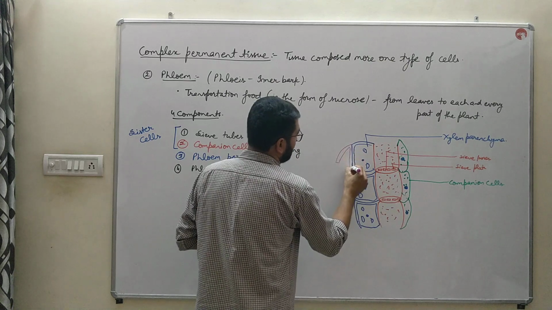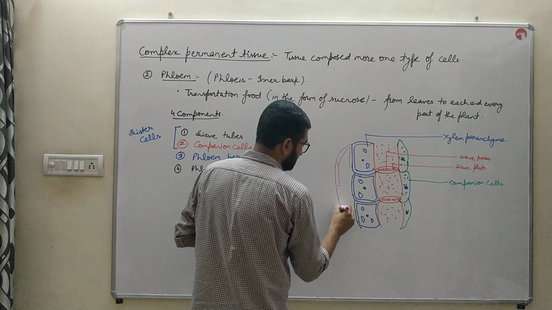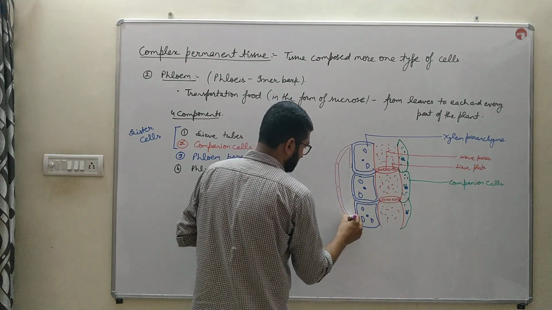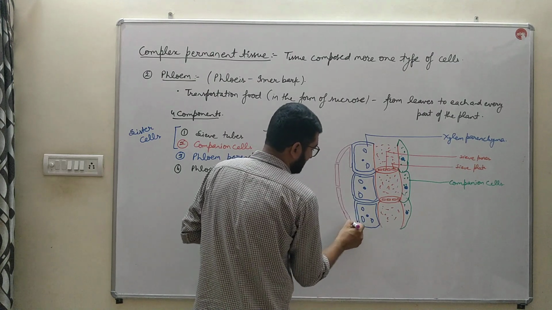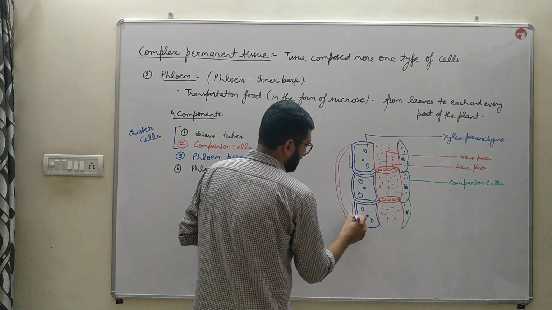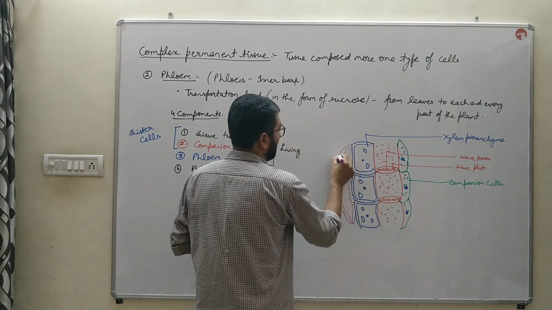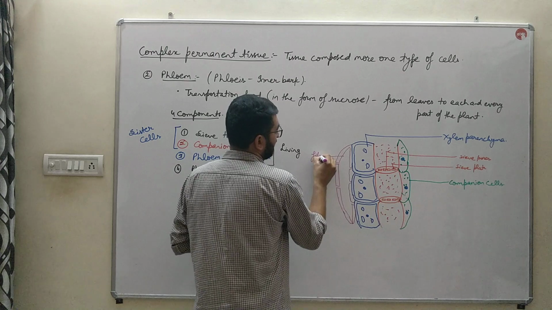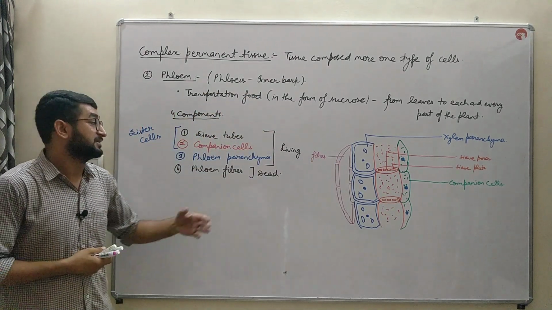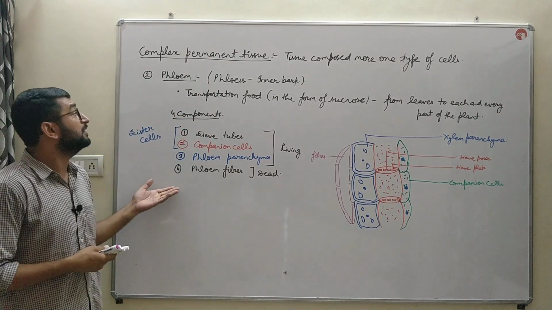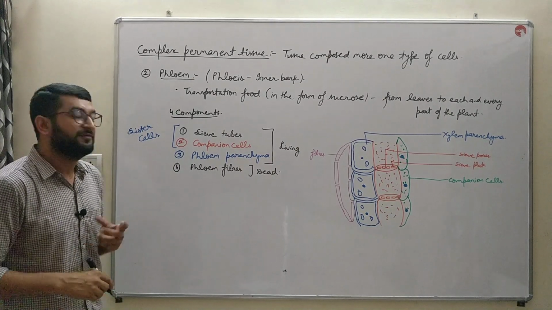The dead component, having tapering ends, the only dead part of phloem tissue. This is phloem fibers. So these are the four components of phloem. The function.